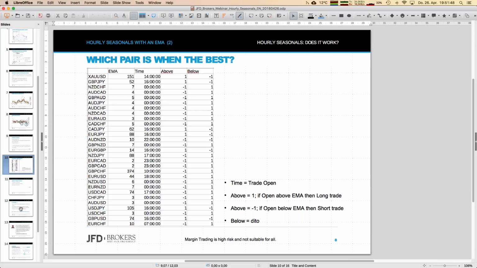And all we have to do is, at that point in time, looking to that table, we have to look, are we above or below the EMA? And then we know the trade direction, the preferred trade direction for that underlying, for that hour of the day. And that's exactly what we can use for our trading.